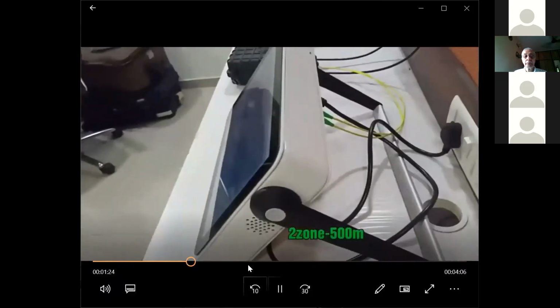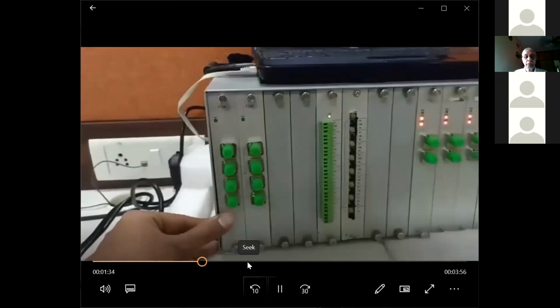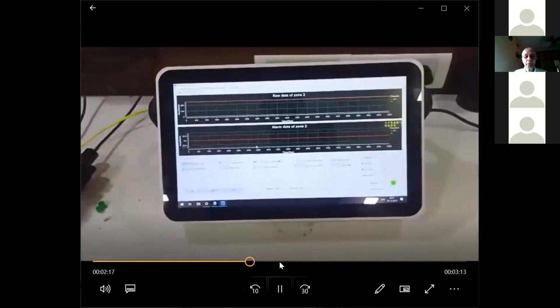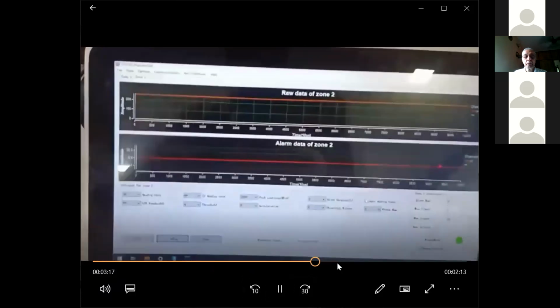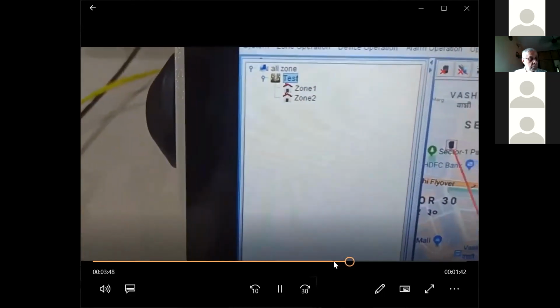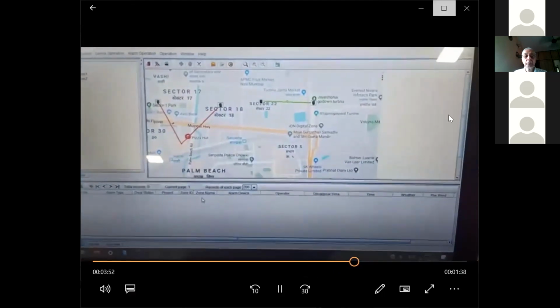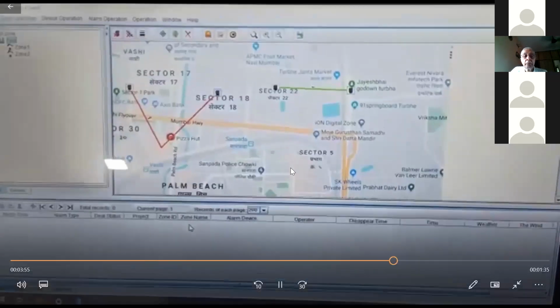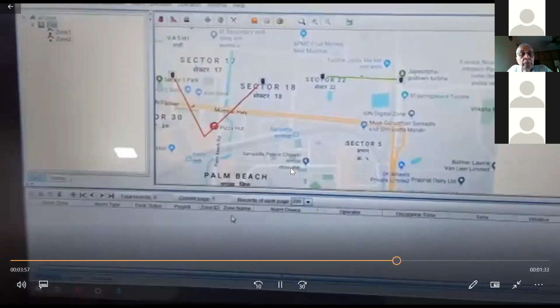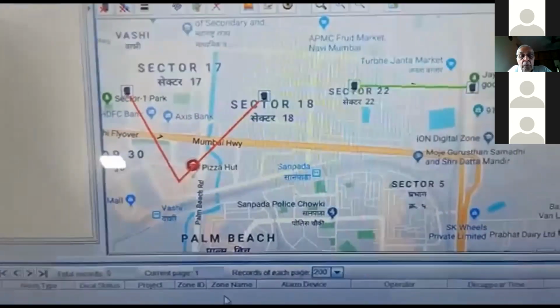You can see we are using normal 230 volt power, so we don't require very high power. This is for intrusion detection. So you can see that we can download a map, and wherever an intrusion happens, the map will tell where the intrusion is happening.